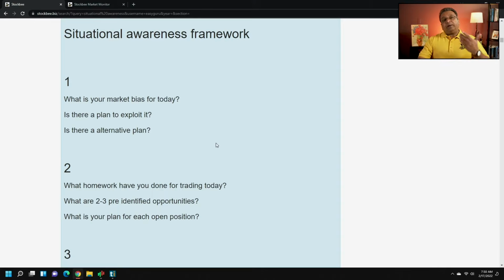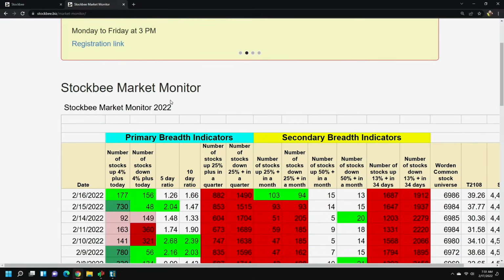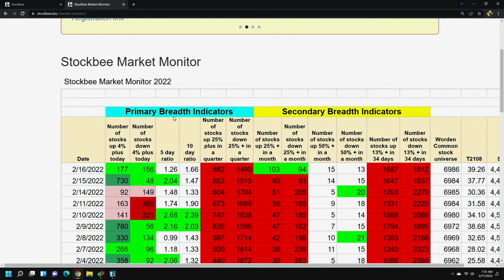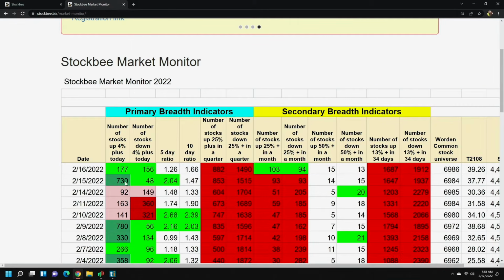But in order to arrive at this framework and answer these questions, you need certain inputs, to look at certain things in the market which give you an idea as to whether the market is bullish or bearish. And for that, I use the Stockbee Market Monitor. It is a tool which I developed more than 20 years ago, an original idea based on whether money is coming into the market or going out of the market. So looking at NSA in the last 2 days, there have been 730 and 177. So there is money coming into the market, right?